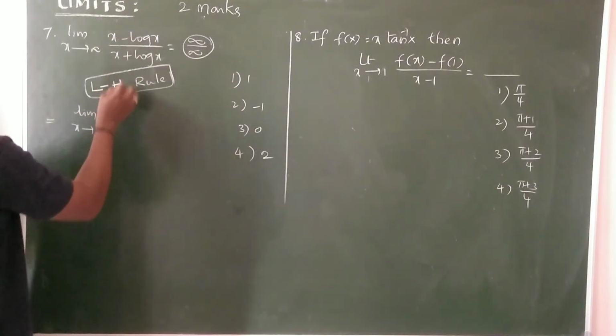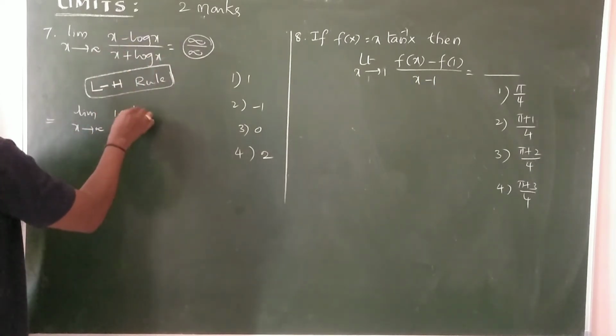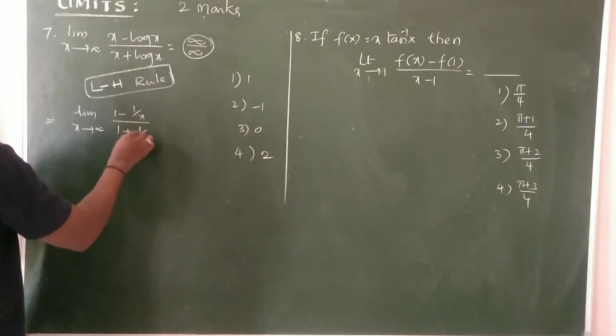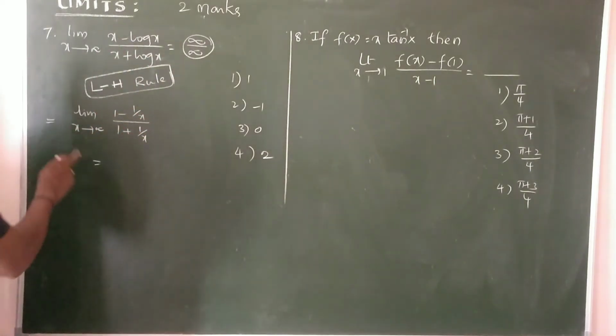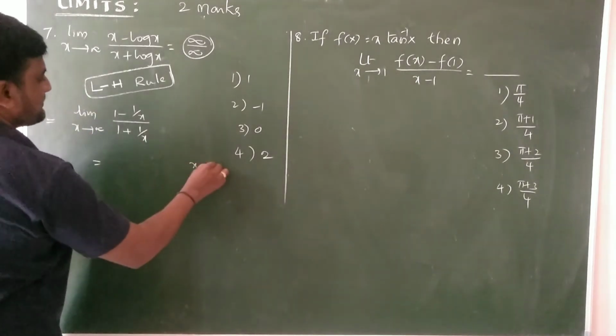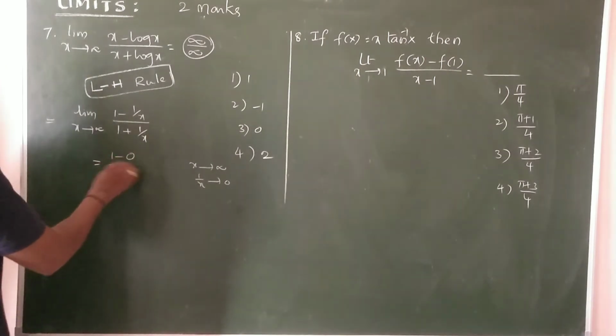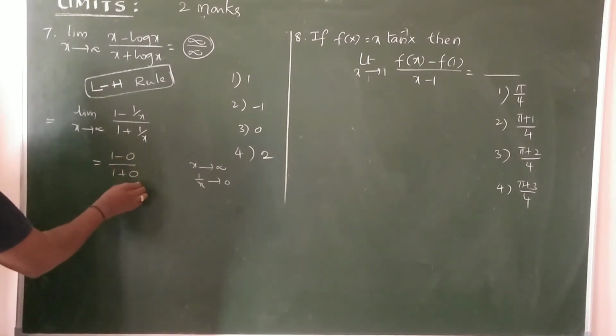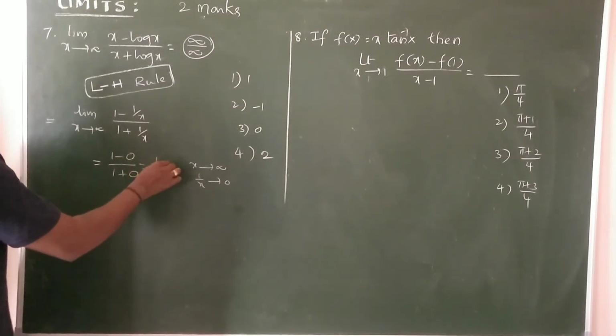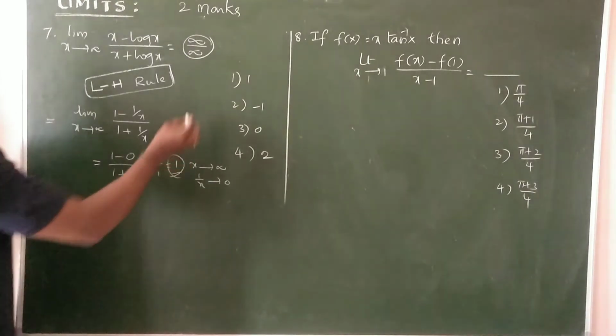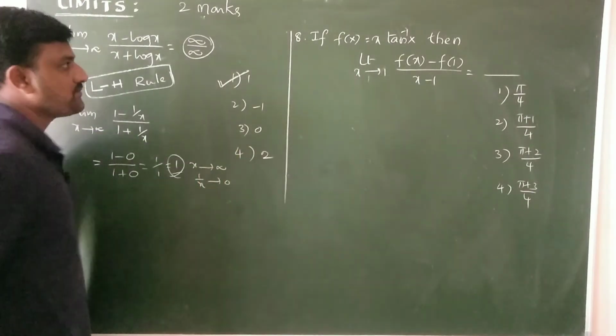Okay, now differentiation of this one is (1 minus 1 by x) by (1 plus 1 by x). Then x tends to infinity, then 1 by x tends to 0, yes or no? So we get 1 minus 0 by 1 plus 0 equals 1 by 1 equals 1. Okay, our option is the first.